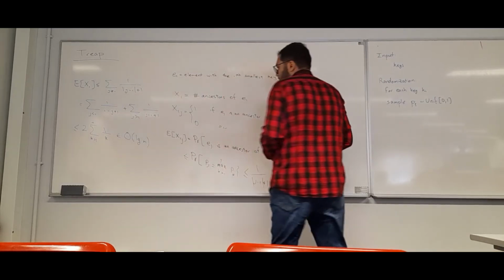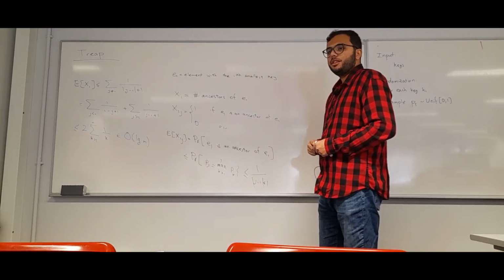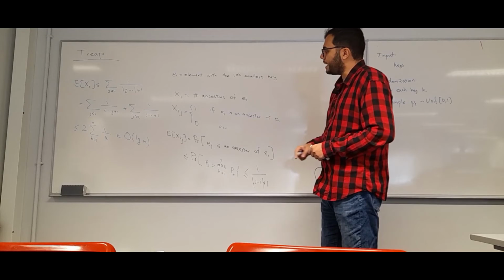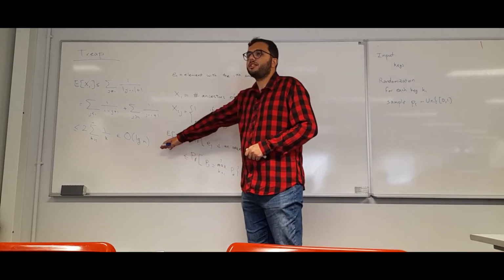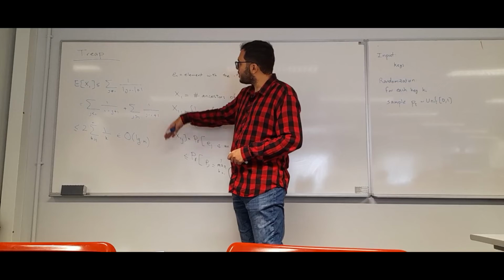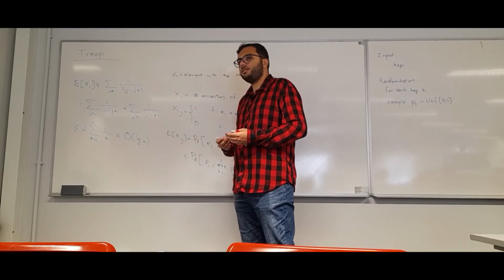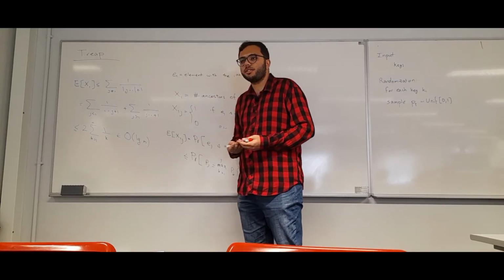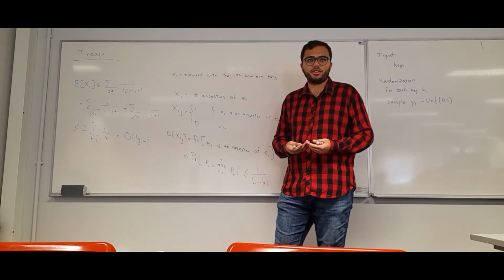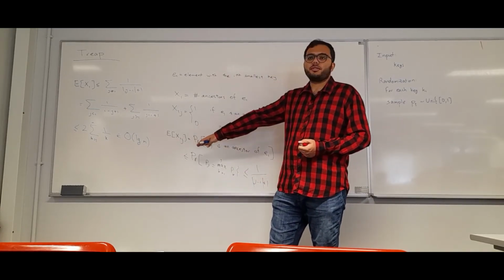So this shows that all of our operations in this tree are going to have an expected runtime of O(log n). The difference between Treap and splay tree is that in splay tree we didn't have an expected runtime, we just had an amortized runtime. But here we have an expected runtime that is O(log n).